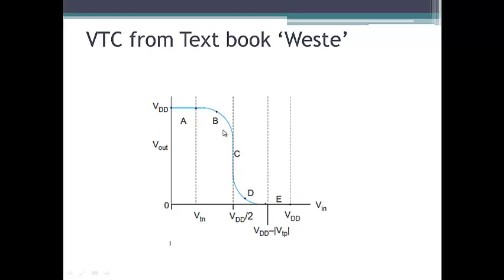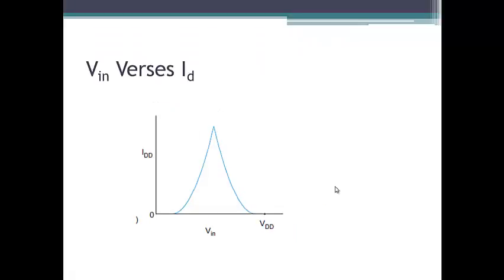So for a symmetrical transistor CMOS inverter, we have a curve like this where we have a sharp crossover, a sharp transition, and these are the regions of the voltage transfer characteristic curve. Now we'll see what ABCD means. With that I think we'll end.